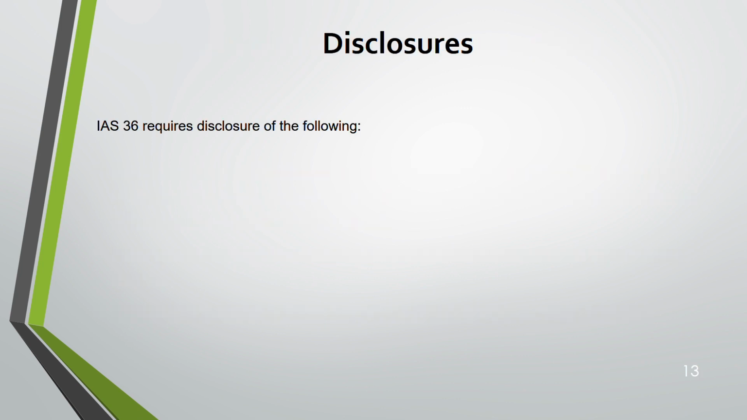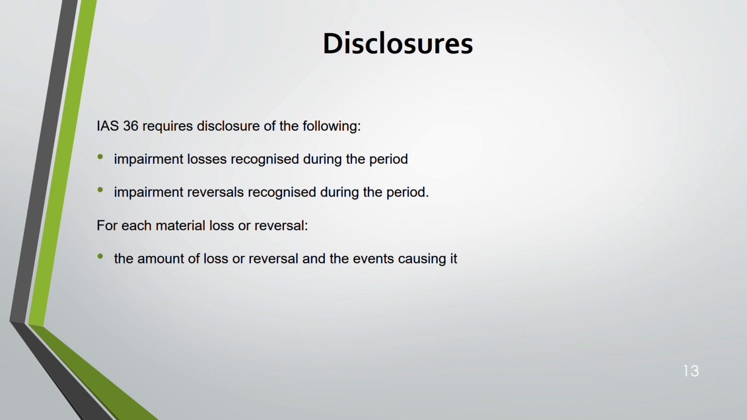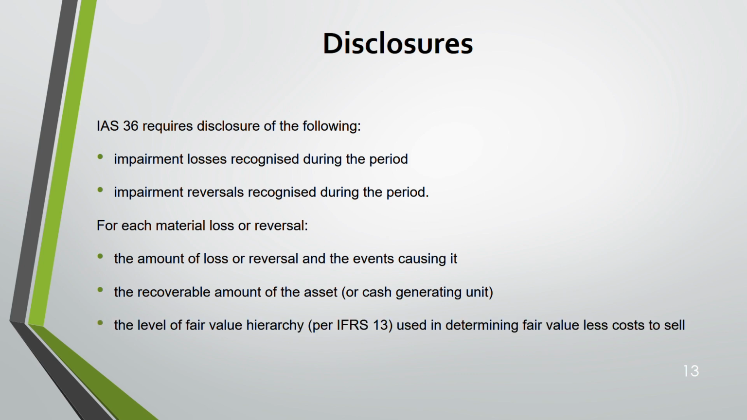Now we are moving on to disclosure. This is the last part of IAS 36, because after this we'll be doing some questions before we summarize. So IAS 36 requires this disclosure. Number 1, impairment losses recognized during the period. Number 2, impairment reversals. 3, for each material loss or reversal, you have to write the amount and the event causing it. The events also you have to mention. Recoverable amount of the asset or cash generating unit. Level of the fair value hierarchy used in determining fair value less cost to sell. For this you have to refer to IFRS 13.